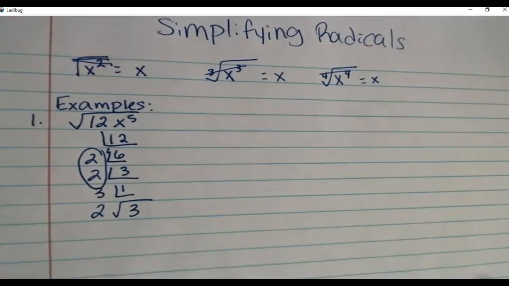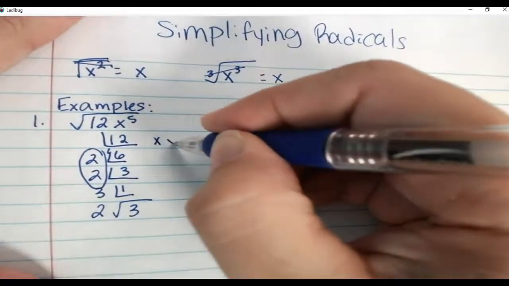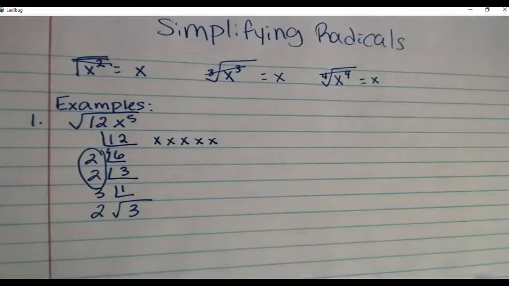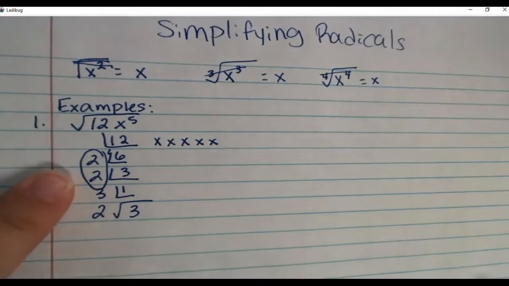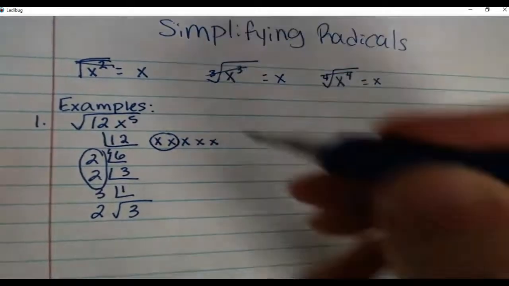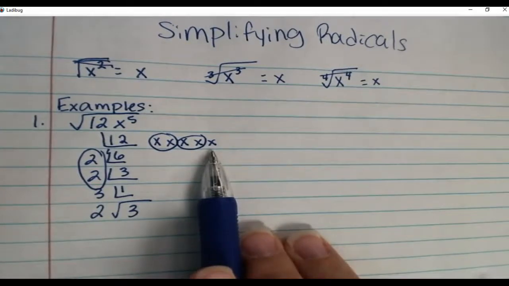So the number part is no different than what we've been doing. But now we have these letters. So we have x to the fifth. That means we're multiplying x by itself 5 times. So I'm going to list out 1, 2, 3, 4, 5 x's, because x to the fifth. Now, just like we paired up the 2's, we're going to pair up the x's. So I've got 2 x's there, 2 x's there, and 1 x left. Everybody okay with that?